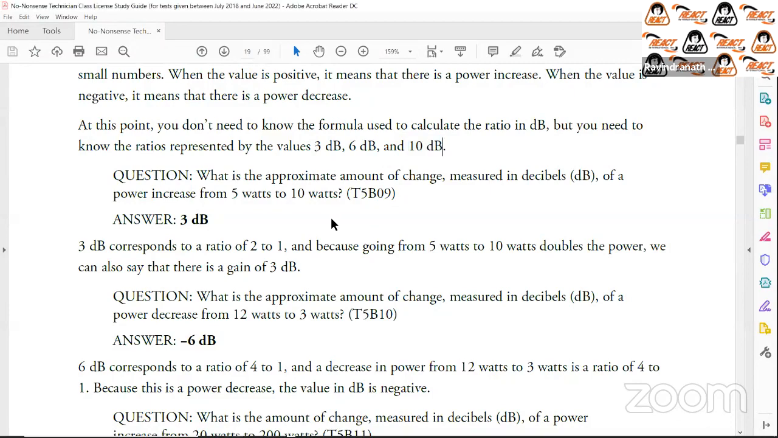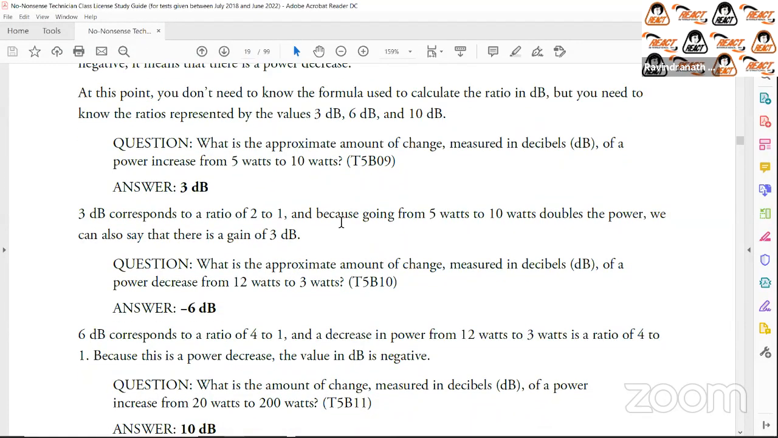So let's look at the questions, and then we'll come back to that little diagram and we will see the workings for how we came up with the answers.